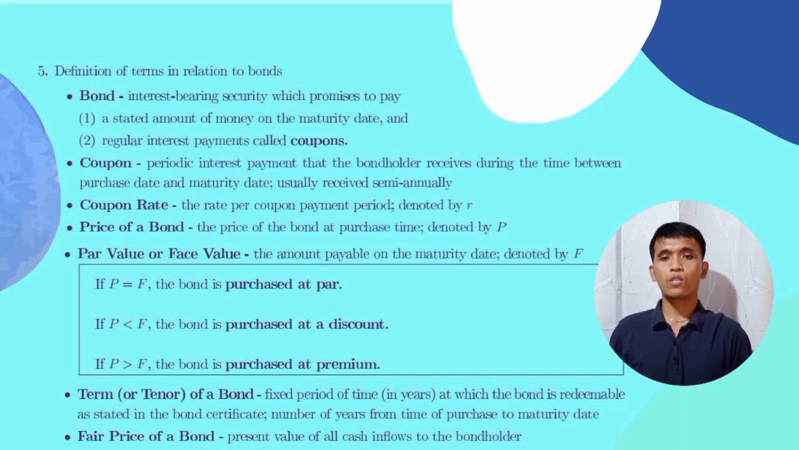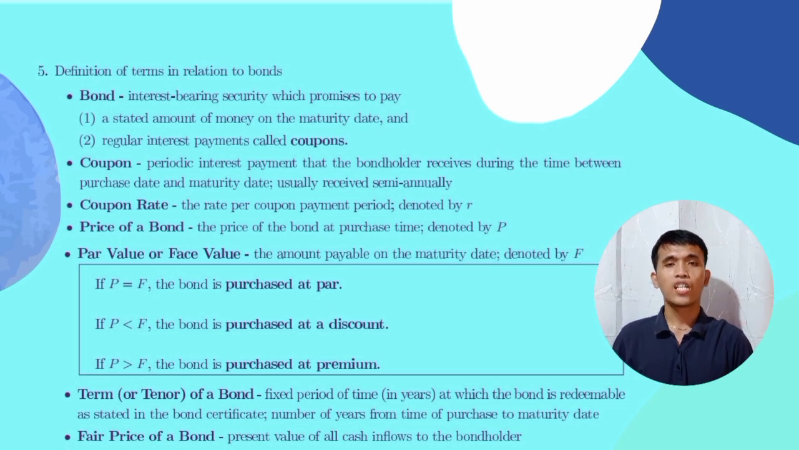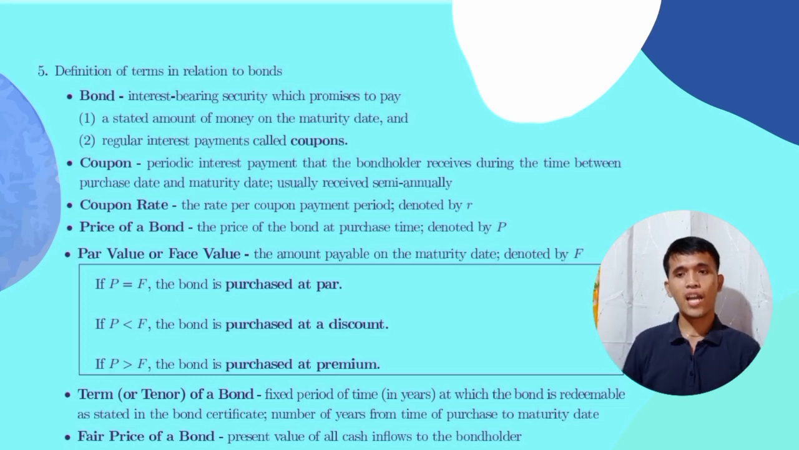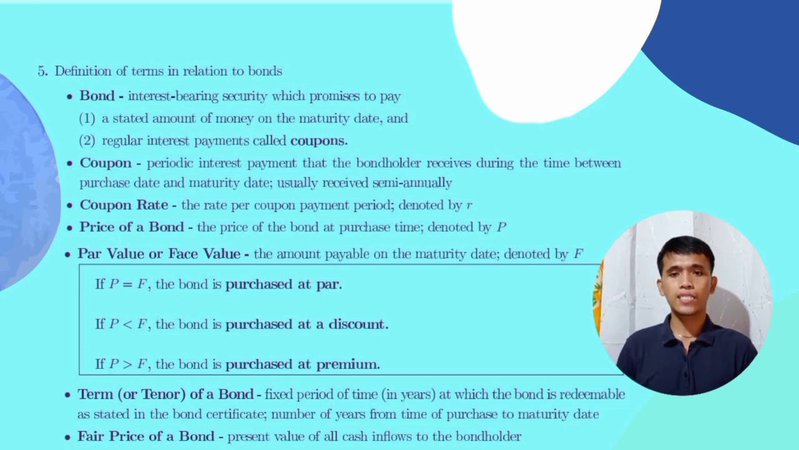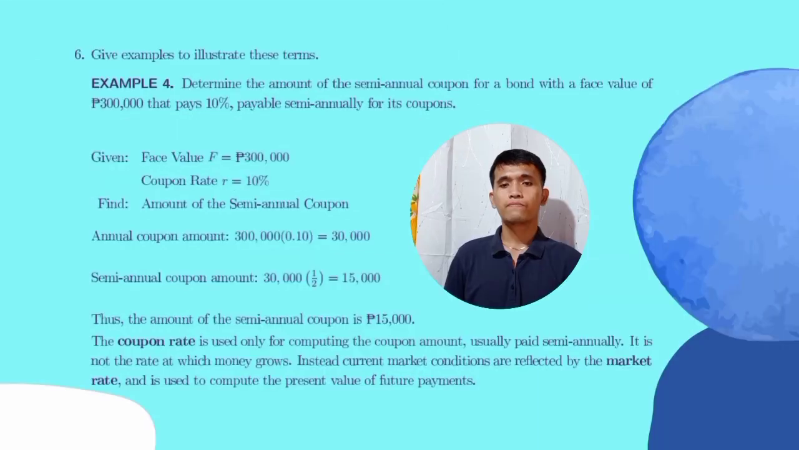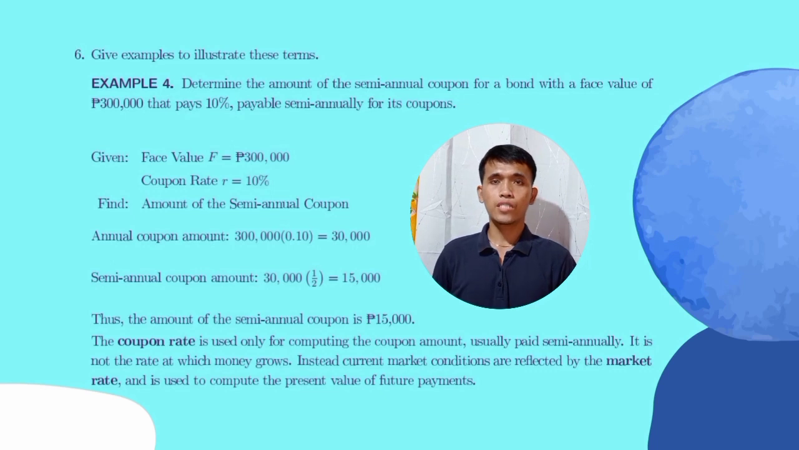If P is equal to F, the bond is purchased at par. If P is less than F, the bond is purchased at a discount. If P is greater than F, the bond is purchased at a premium. Term or tenor of a bond: the fixed period of time in years at which the bond is redeemable, as stated in the bond certificate, the number of years from time of purchase to maturity date. Fair price of a bond: the present value of all cash inflows to the bondholder. So let's give an example to illustrate these terms.